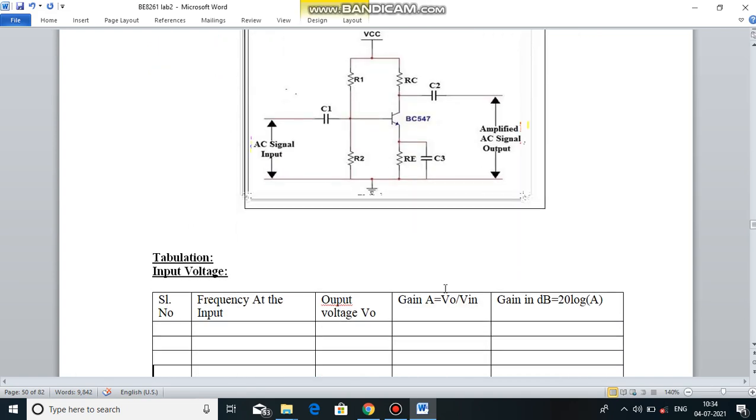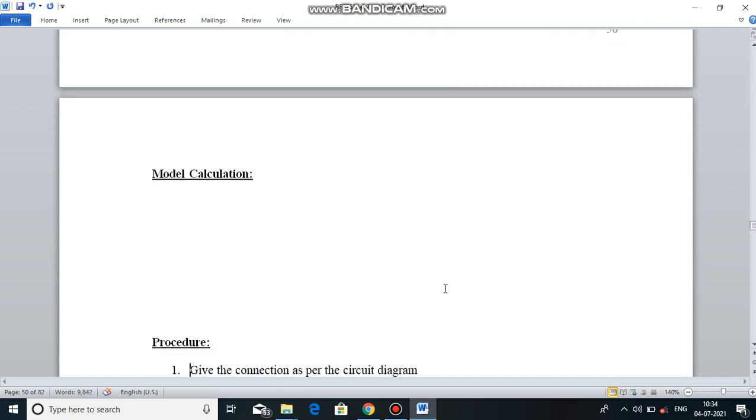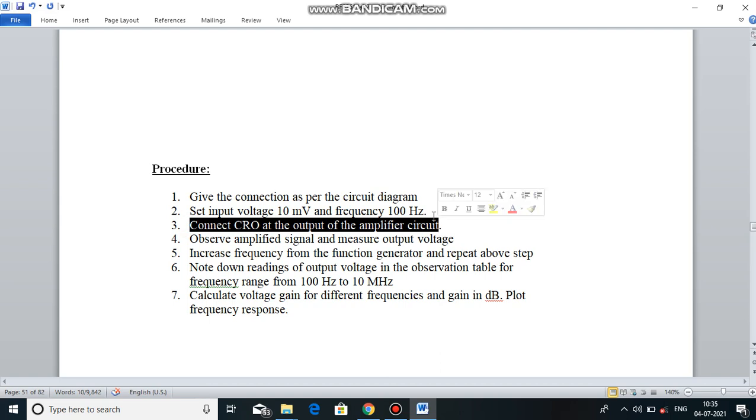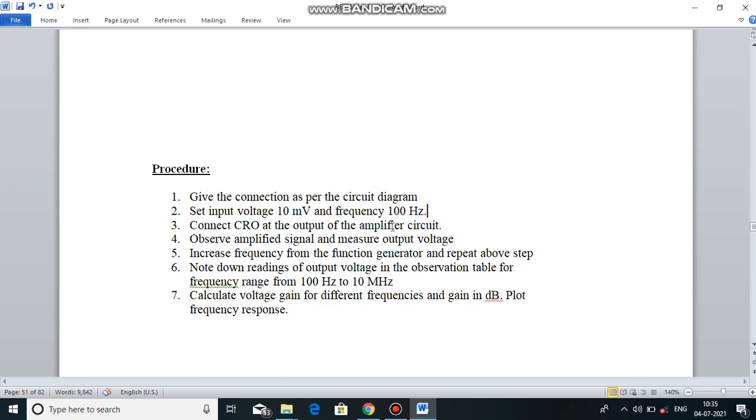Now let me explain the procedure for conducting this experiment. First, give the connections as per the circuit diagram. Then in the function generator, generate a waveform with an input voltage of 10 millivolt and a frequency of 100 Hz. This waveform will be the input to the circuit, and you are going to amplify this signal. Next, connect the CRO at the output of the amplifier circuit. This will show you the amplified signal of the input given by the function generator.